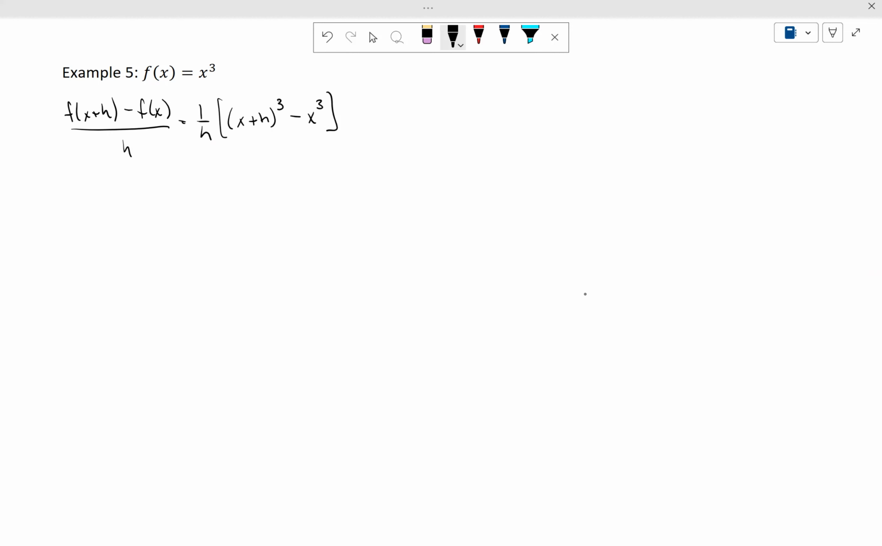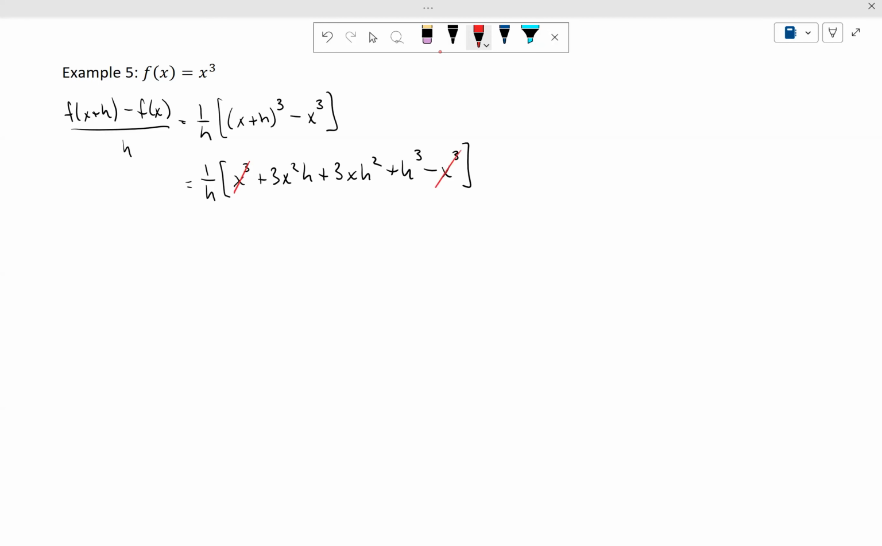Now some of you might be able to expand this cubic very, very quickly, and some of you might not. So let's expand, and then we'll talk about why it happened the way it did. And there's ways to maneuver that. So we have 1 over h out front. This becomes an x cubed plus 3x squared h plus 3x h squared plus h cubed minus x cubed. Okay, we'll finish and we'll talk about the expansion.